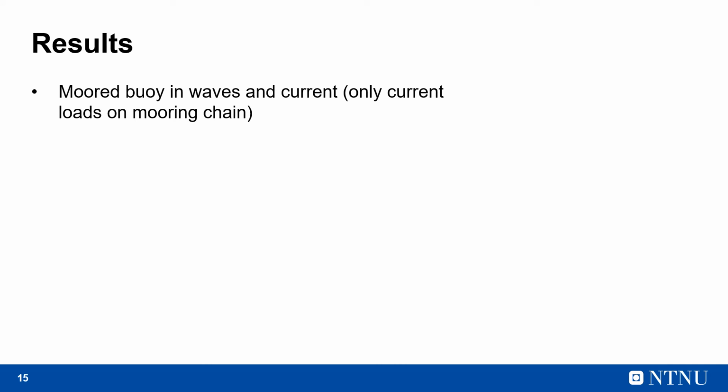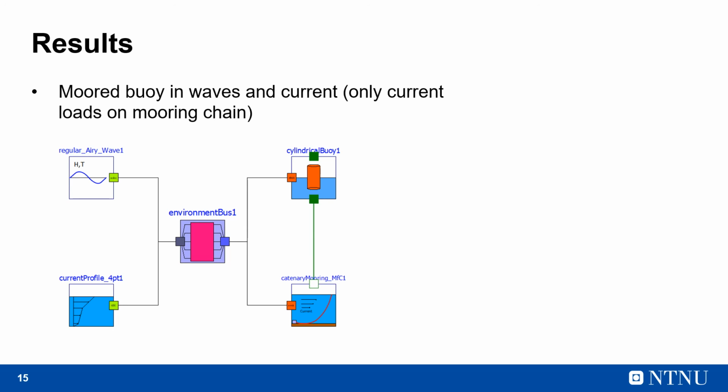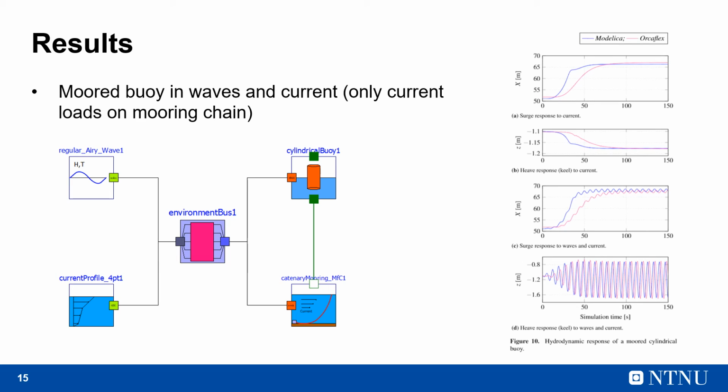We now look at the simulation results for a moored buoy in waves and current, where we consider the current loads to act on the mooring chain. The system model is built up using component models. Here we have used the component model for the catenary mooring, which considers the current loads on the mooring chain. Looking at the results, we see that when we switch off the waves and consider the surge and heave response of the buoy, they are in good agreement with Orcaflex results.